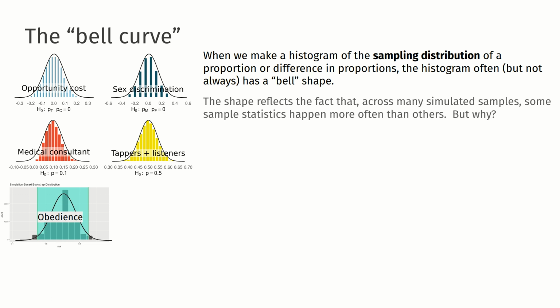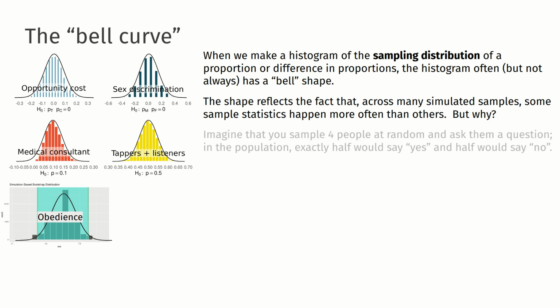And so this bell shape basically reflects the fact that across many simulated samples, some sample statistics happen more often than others. In other words, the ones corresponding to the higher bars are ones that we expect to see more often. But why is that? Well, let's take a kind of concrete example here to see why that is.